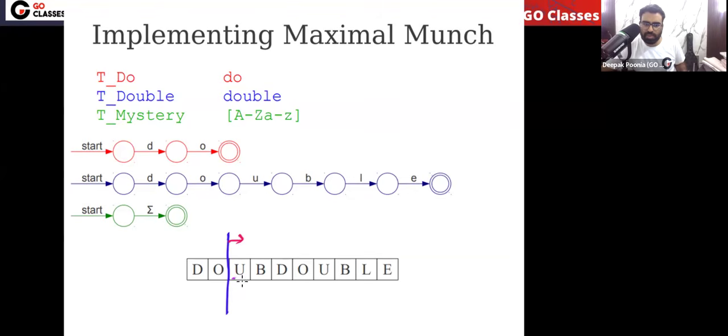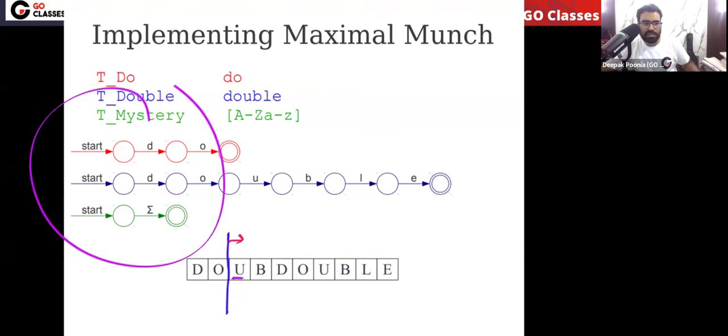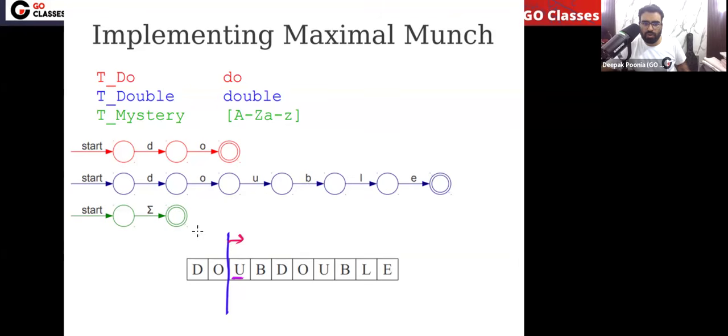Now you will read this character U. Run all these NFAs in parallel. You can see the first NFA is already stuck, because in the first NFA, the first character must be D. So this is stuck. The second NFA is stuck too; in the second NFA, the first character must be D. But the third NFA will be in the final state. Yes or no? The third NFA will be in the final state.